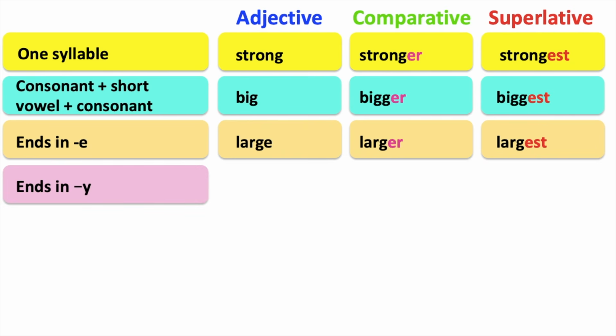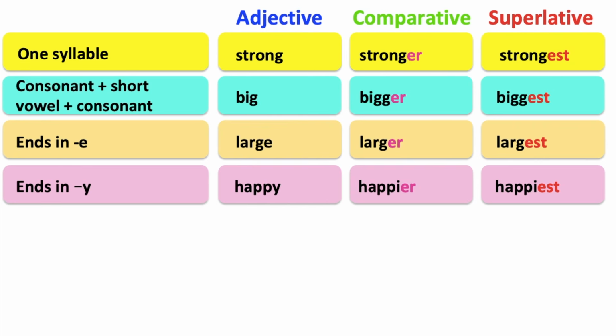For two-syllable adjectives ending in the letter y, we remove the letter y and add the letter I before the ending. For example, happy. The comparative adjective is happier. So as you can see, we've replaced the letter y with the letter I and added the ending er. Again, I've replaced the letter y with the letter I and added est, happiest.